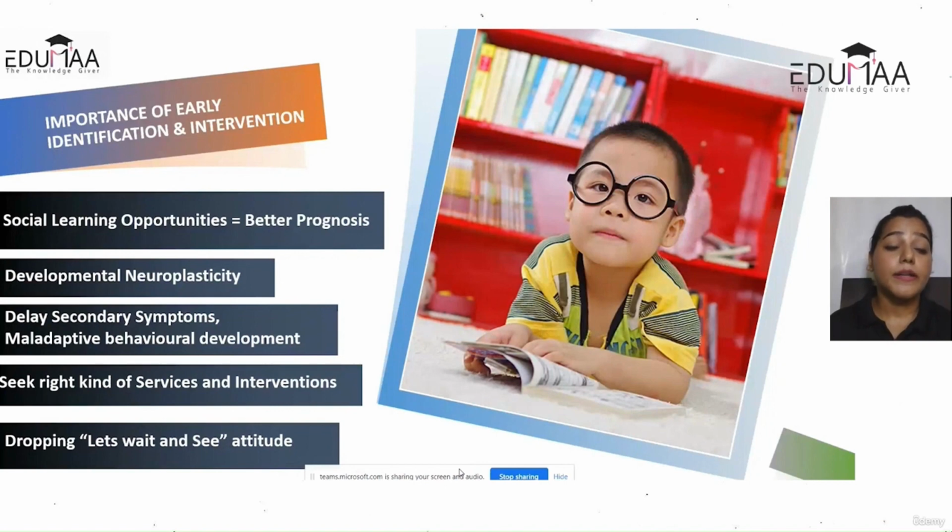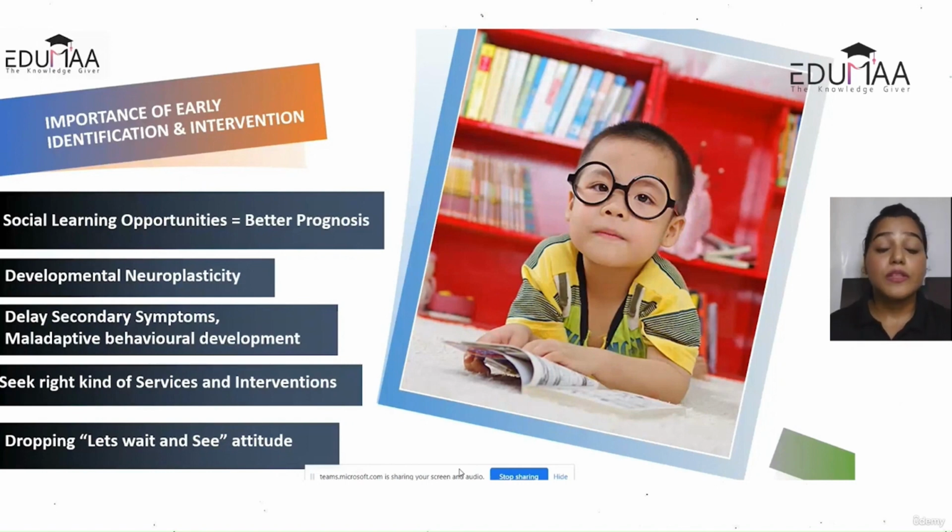And there is another concept, developmental neuroplasticity. Our brains are developing and changing pretty fast before the age of 5. If we intervene at this specific age, the neural circuits are forming, which can be modified and changed, and the child can be helped. There is also a delay in secondary symptoms. We can delay secondary symptoms. We can delay the maladaptive behavioral development.